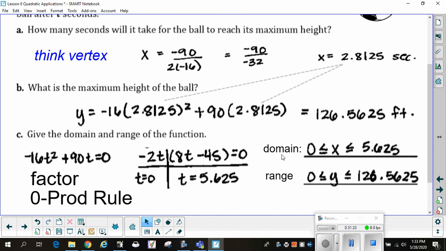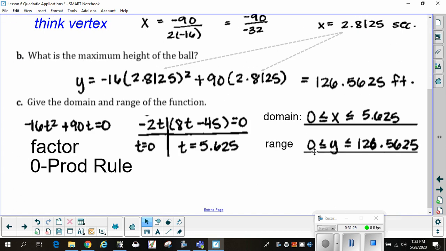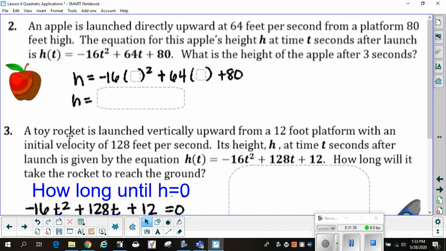The range, again, the ball doesn't go underground, so it starts at 0, goes up, and then comes back down. So it goes from 0 up to 126.5625 feet. Think about the process, what's happening with this ball.